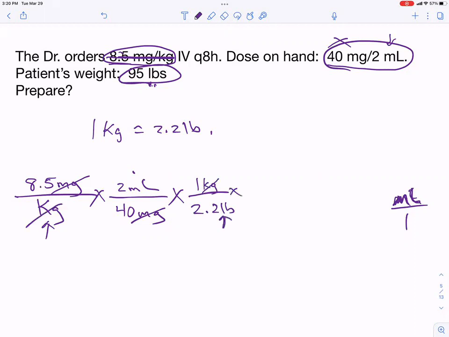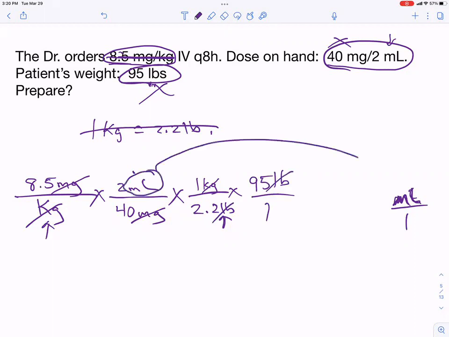So it's like this puzzle you're trying to set up. So I've used this conversion, and now what can I use in my problem? The patient's weight. And I have to put it up here so I can cross off diagonally the pounds. So now as I look, I have exactly what is wanted and nothing else. So yeah, you know it. Now it's just math. So when I do the math, 8.5 times 2 times 95 gives me 1615.